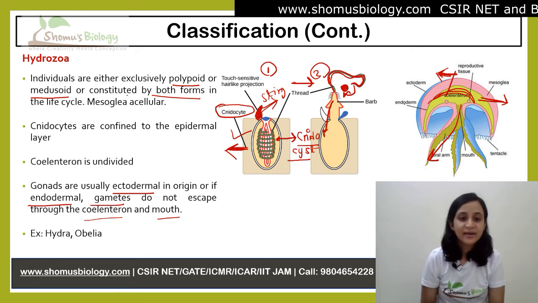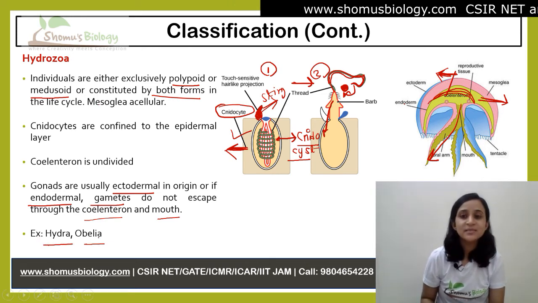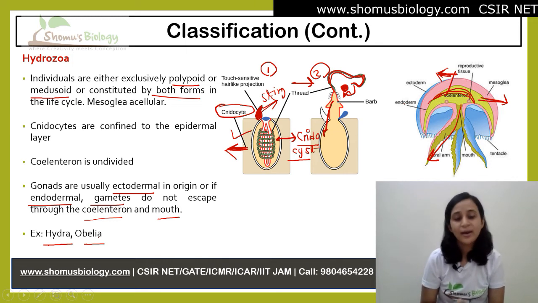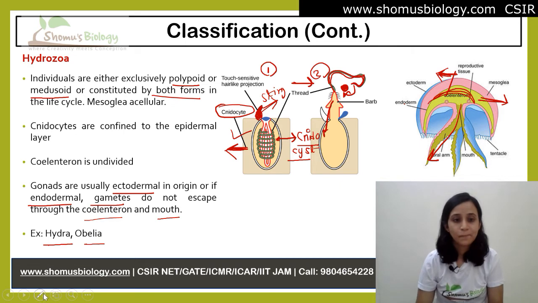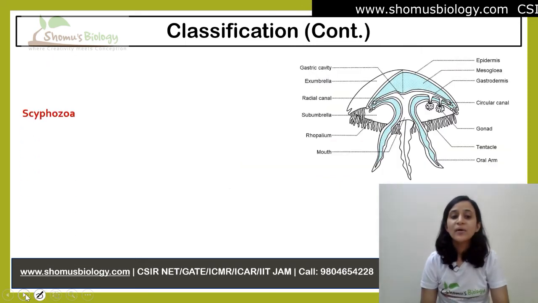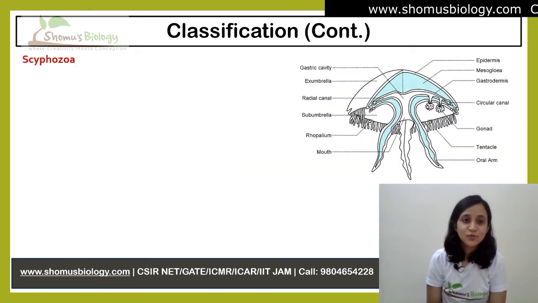Example is Hydra and Aurelia. So two names you have to remember here, the Hydra and Aurelia. They belong to the class Hydrozoa. Okay, so next is Scyphozoa.